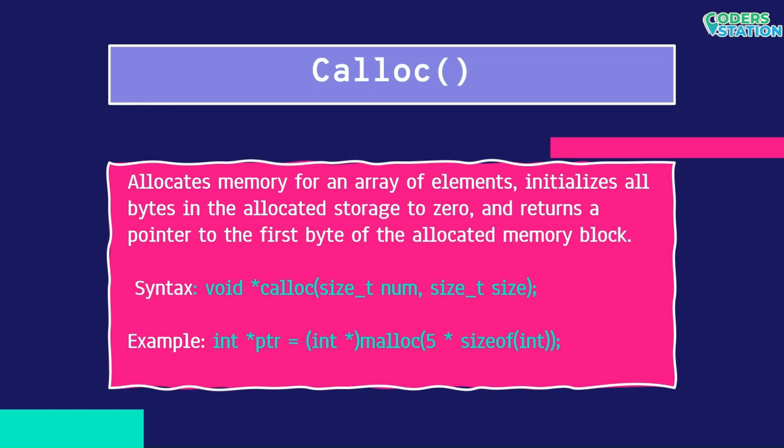Now here in the below example, int *ptr, that is the pointer variable, equals (int *)calloc(5, sizeof(int)). In this example of calloc, the calloc allocates and initializes memory for 5 integers. Like malloc, we should always check if calloc returns null.